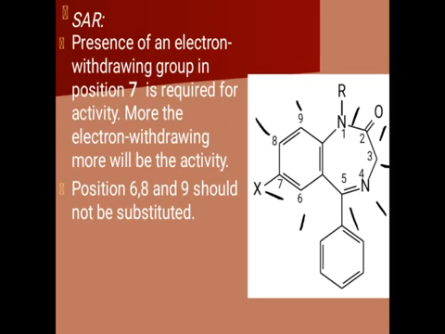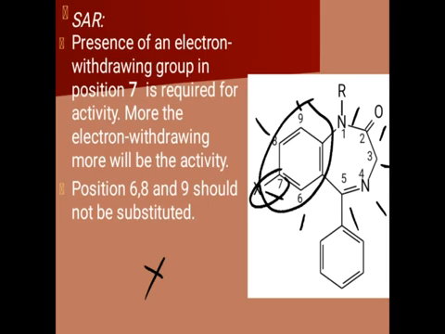Okay, so while starting the SAR, we will start with the benzene part. At the benzene, at the 7th position, there is X present. X indicates an electron withdrawing group. So there must be an electron withdrawing group at the 7th position. What it does is withdraw electrons, and it is responsible for maintaining the resonating structure in the lead molecule. Due to this resonating structure, it increases the stability of the drug. So there must be an electron withdrawing group at the 7th position.